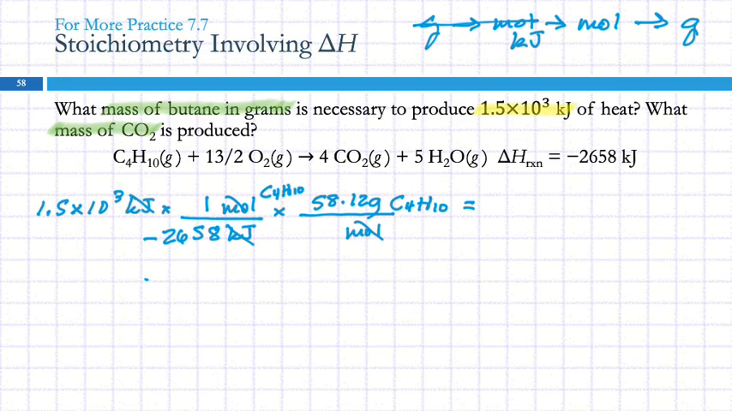1.5 EE3 divided by negative 2658 times 58.12, negative 32.799 grams. What's wrong with that? Can you have negative mass? No. Negative mass is ridiculous. What happened here?